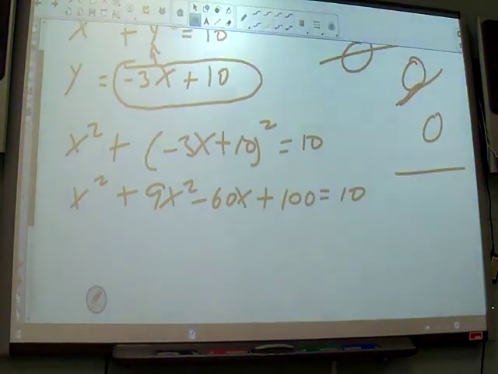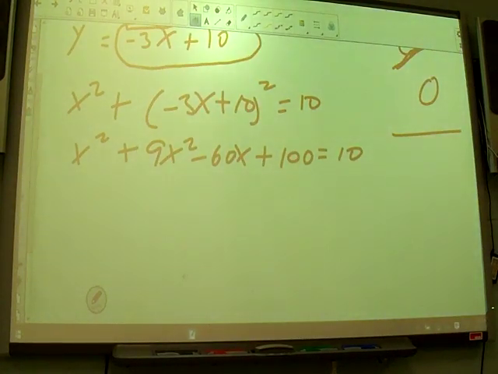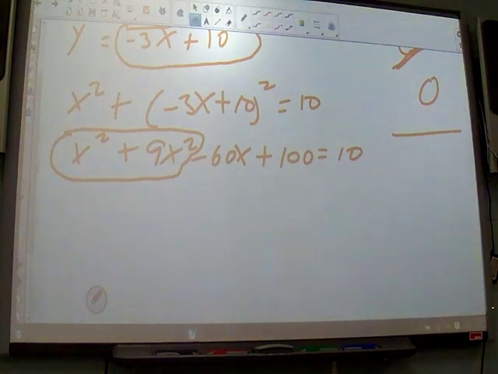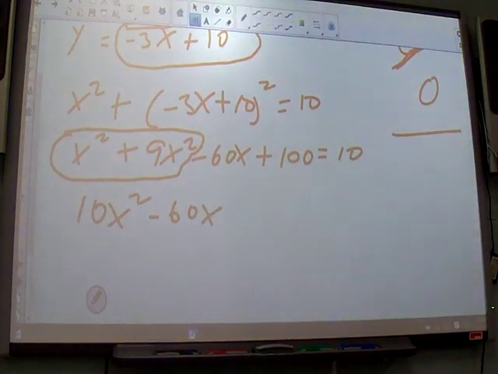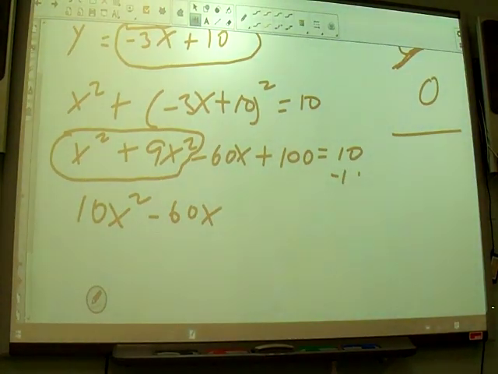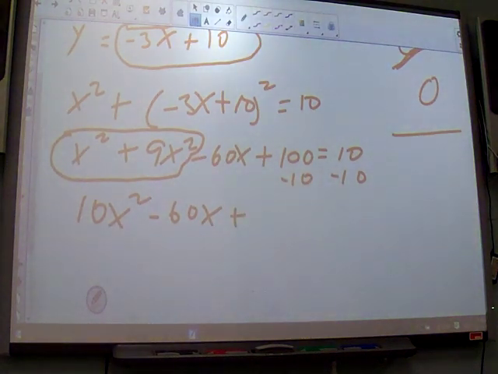Alright, so there's where I am. Okay. What do you think now? Good. Right here, I got a 1x squared and a 9x squared. So that makes a 10x squared. There's one more thing I can do. I'm going to put this in standard form, equal to 0. So that would make that.